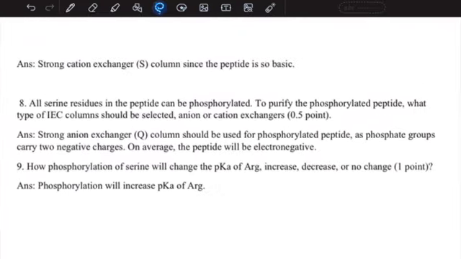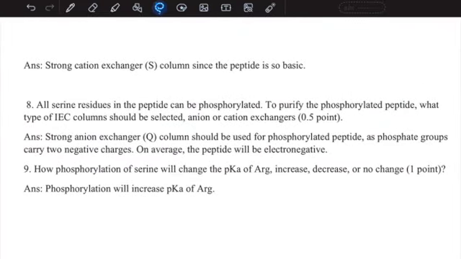And in ion exchange chromatography, anion exchangers want to attract negatively charged peptides, and cation exchangers want to attract positively charged peptides. So in this case, since our peptide is phosphorylated, we want to use the anion exchangers. Question 9, how phosphorylation of serine will change the pK of arginine? Increase, decrease, or no change?